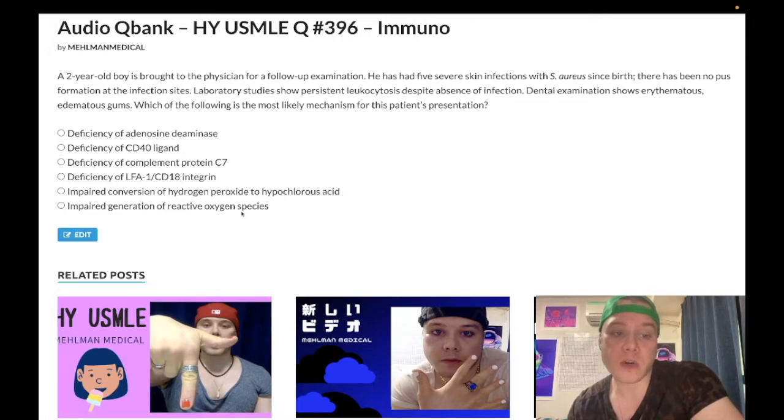Moving on, impaired generation of reactive oxygen species. This refers to NADPH oxidase deficiency, chronic granulomatous disease. So inability to convert molecular oxygen O2 into superoxide, okay? And susceptibility to catalase positive organisms, okay, staph, candida, E. coli, serratia, etc. So very high yield, NADPH oxidase deficiency.